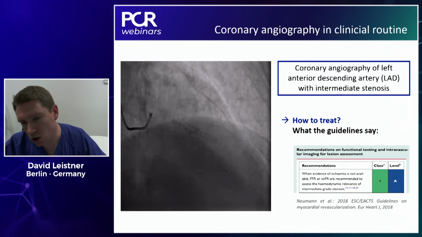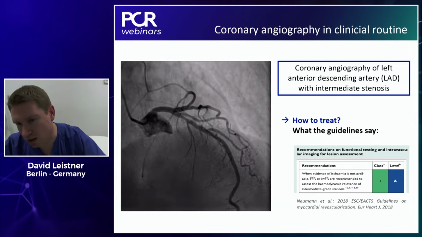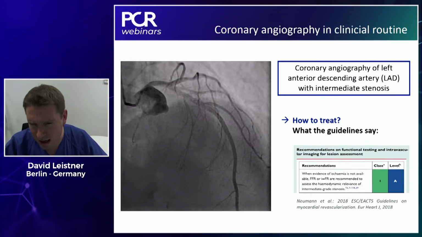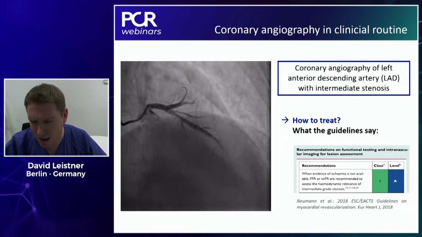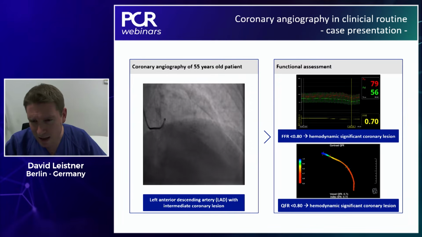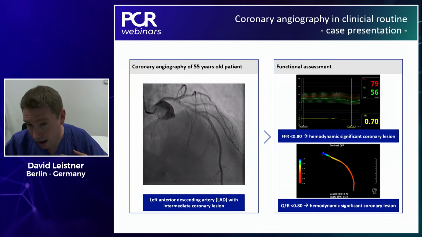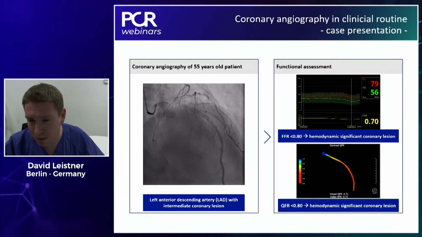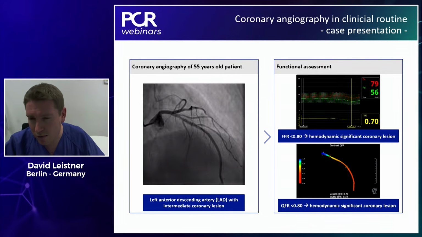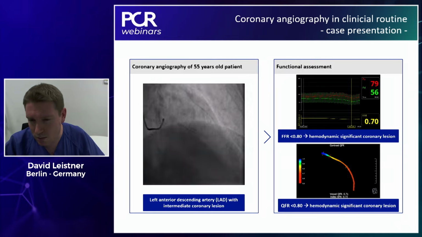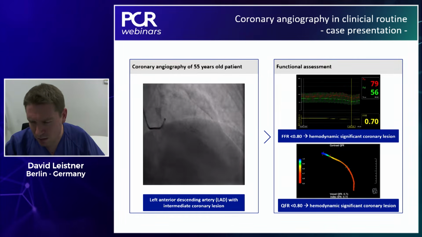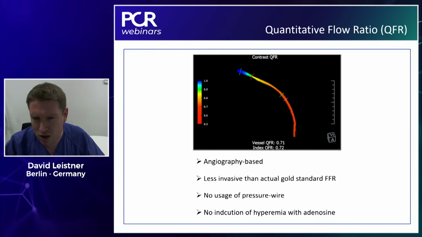So normally you should do this invasively by measuring FFR or one of the other indexes without adenosine, like iFR. In this case, you also have the possibility, and you saw a very nice example before, to do a very fast and very easy computed evaluation of the hemodynamic relevance of the stenosis by measuring QFR.